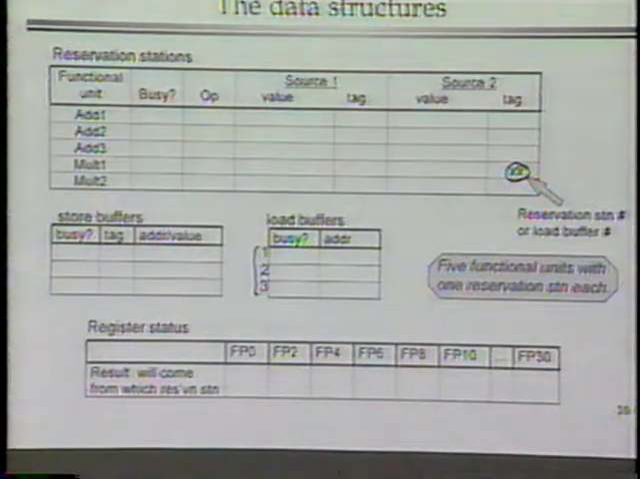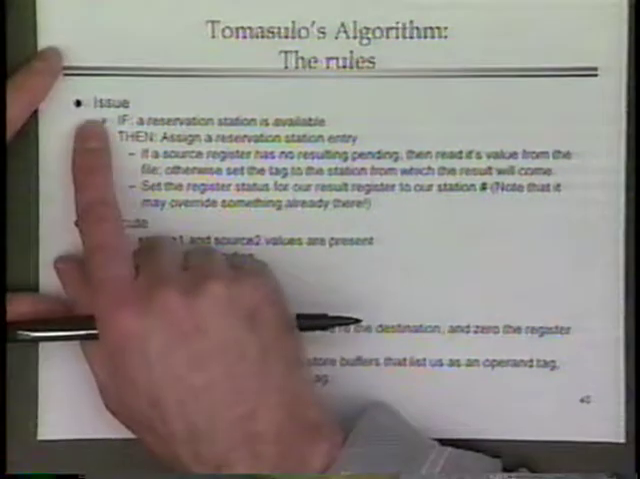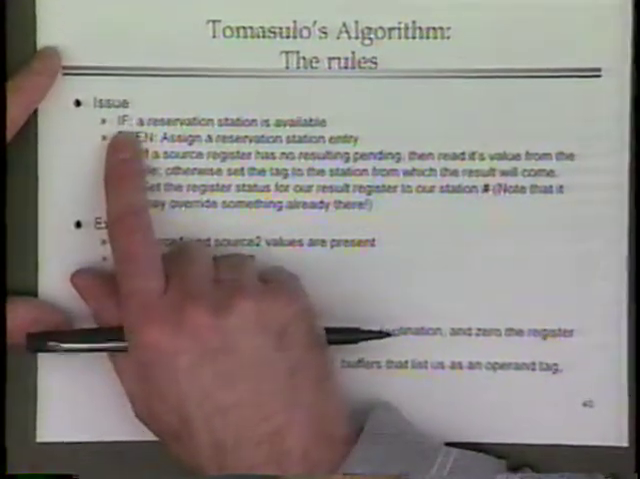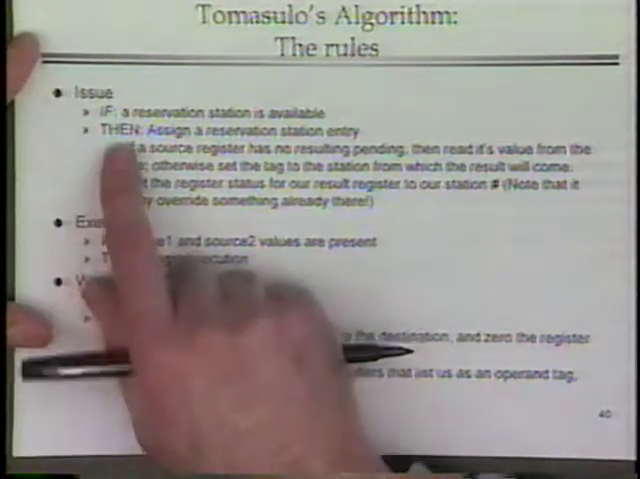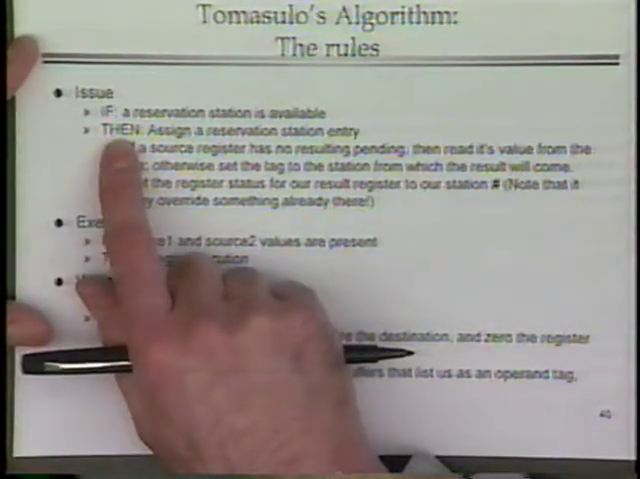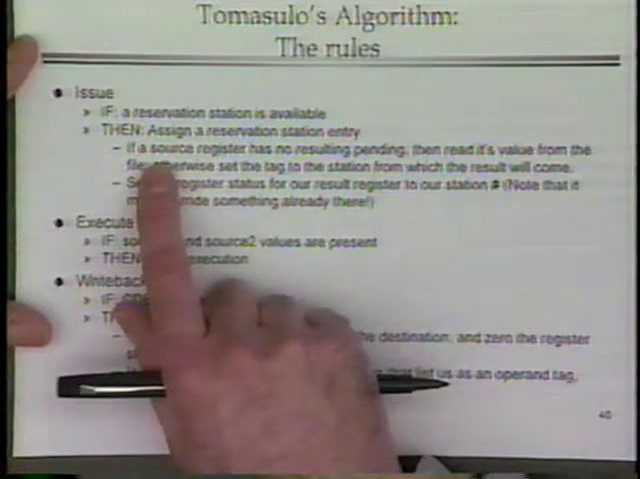Okay, so what are the rules given that data structure? This again is a kind of a semi-English translation of the more mathematical description that the book has for what the sequence of operations is. First, on issue, the only thing you have to wait for is a reservation station. If you've got a reservation station for that functional unit, then you assign it.